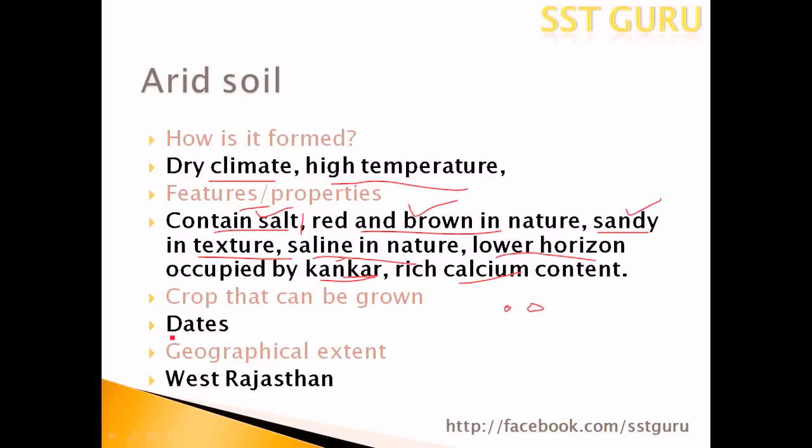And the crop that can be grown here is dates. You always remember the dates of Oman or any other Middle East country. It is famous for dates. So it's very simple. You can remember the crop, the properties, and how it is formed.